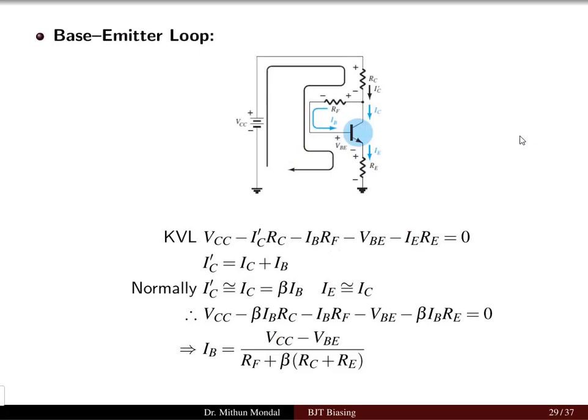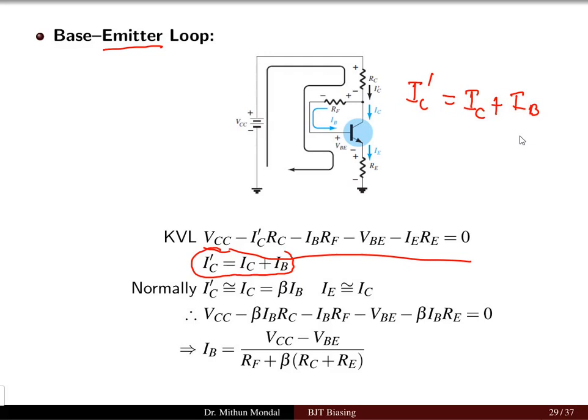If we do the analysis from the base emitter loop, we can write down the KVL equation where the collector current IC' will be split into the collector current IC plus the base current IB. So now the collector current IC' is splitting up into two different paths because there is a path which is splitting this collector current.